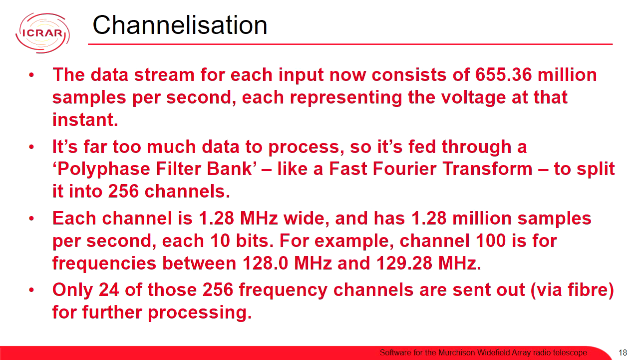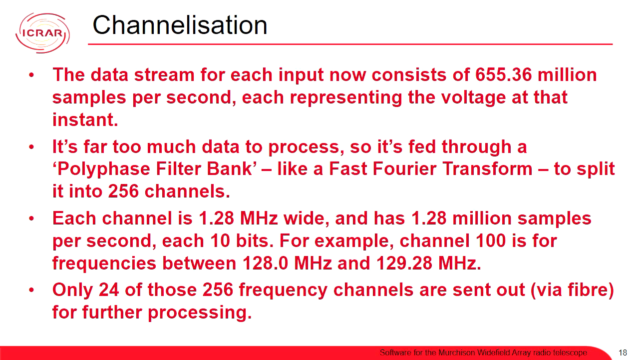Now those 10-bit samples are actually a 5-bit real number and a 5-bit imaginary number. And there's a bit of magic to make sure that you choose the right 5 bits out of those 16-bit numbers that come out of the Fourier transform. But it's essentially just 1.28 million samples per second that defines a 1.28 megahertz frequency channel.